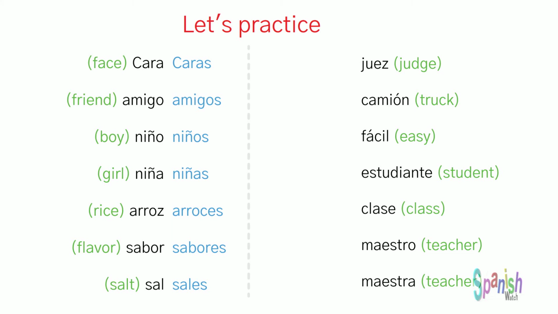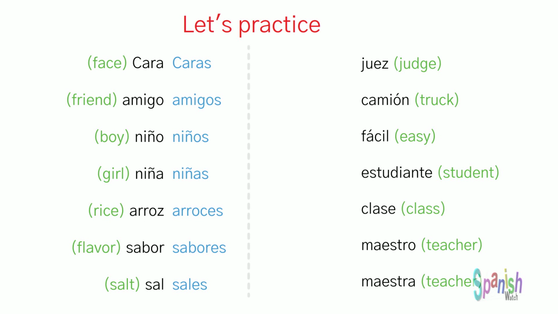The next word is arroz, ending in z, which is rice, okay. In plural, it's going to be arroces. We add ces after taking off z. Then sabor, which is flavor in English, ends in consonant. We just need to add es, so it's going to be sabores. The next word is sal, which is salt in English, and it's going to be sales.